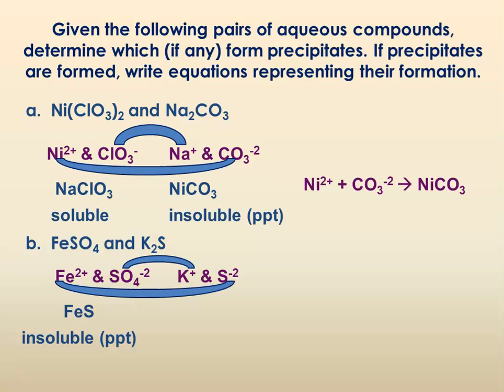I don't think that's going to be the case because K+ and SO4 2- would make K2SO4. You have an alkali metal, which is always soluble, and sulfates are going to be soluble in the presence of potassium. So the two ions that were used to make your precipitate, Fe2+ and S2-, were combined together to form the precipitate of FeS.